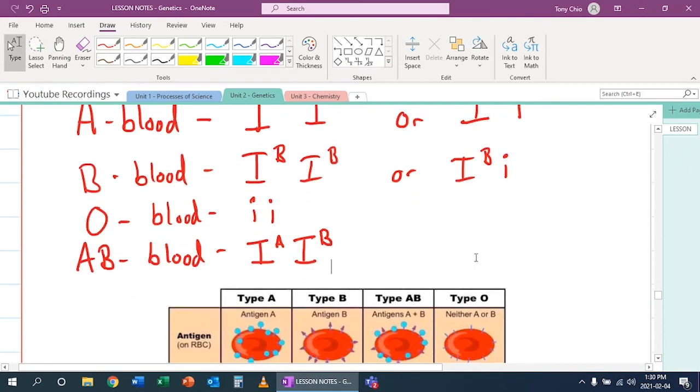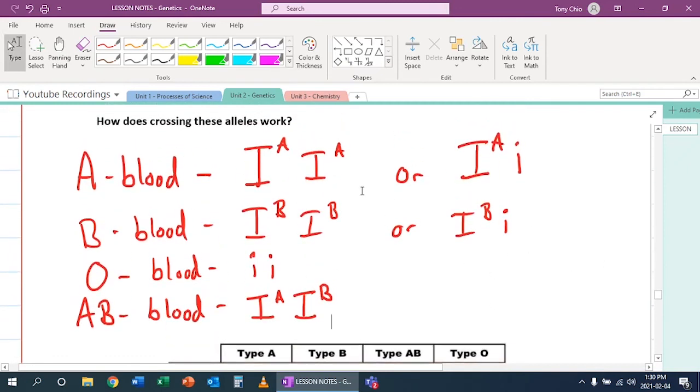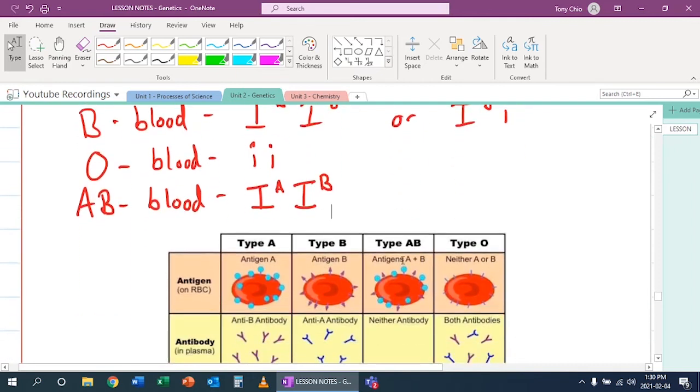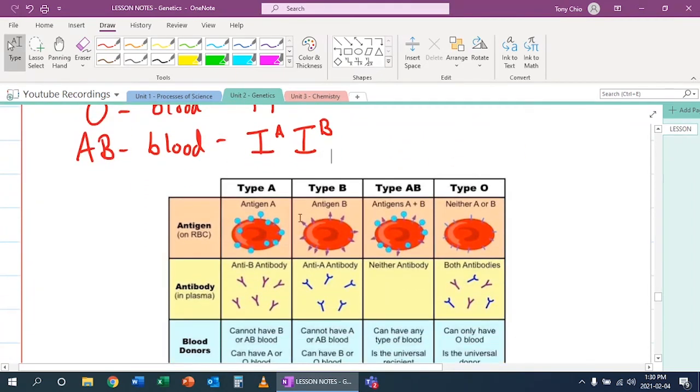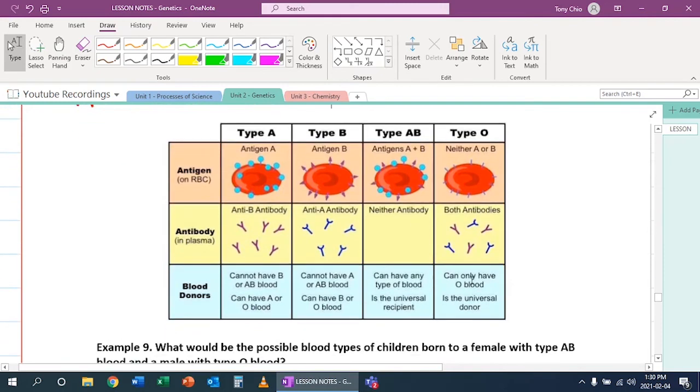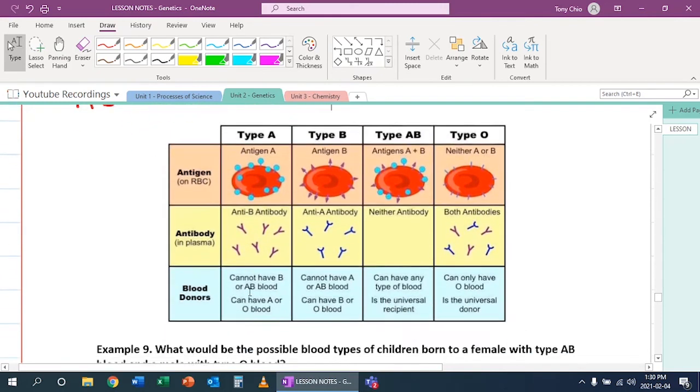So this is an example of A blood type, B blood type, O blood type, and AB blood type. And it's because of our codominance there. And this chart just shows you again the antigen, why they call AB blood type, and it just gives you a little information about blood donor types.